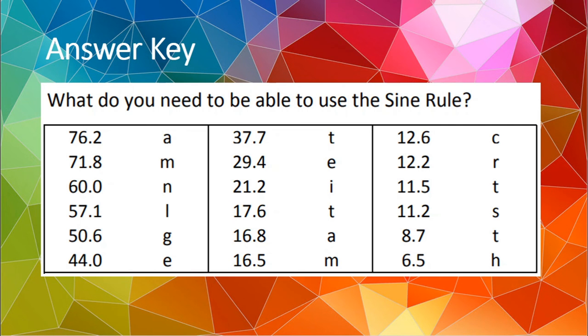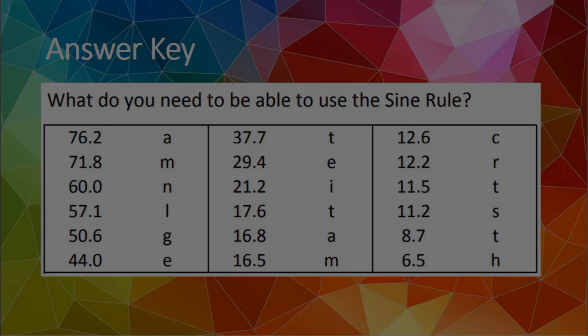Now here are your answers. They're not in order, but if you've worked out your answers in order, you can assign a letter to each of your answers in order, and they should spell out the answer to this hint. What you need to be able to use the sine rule. I hope you know by now. I hope this has been helpful practice, and keep at it.